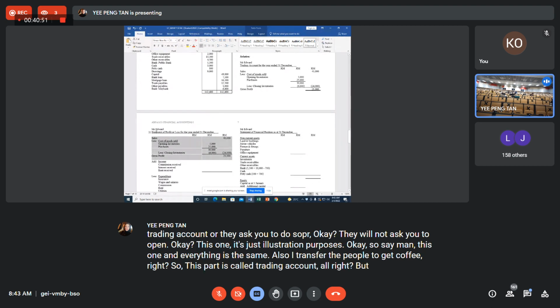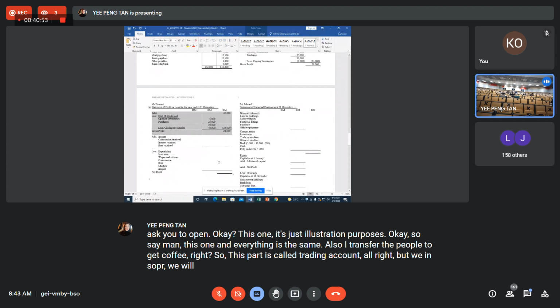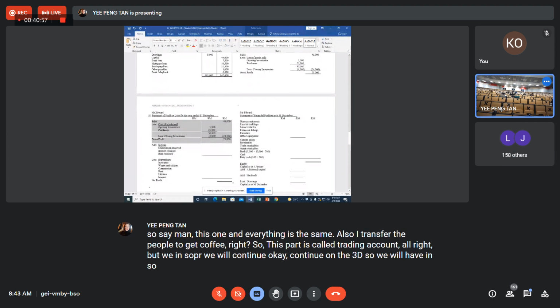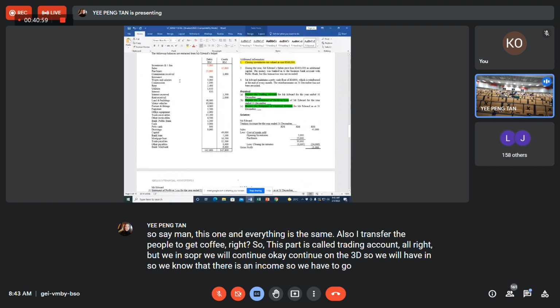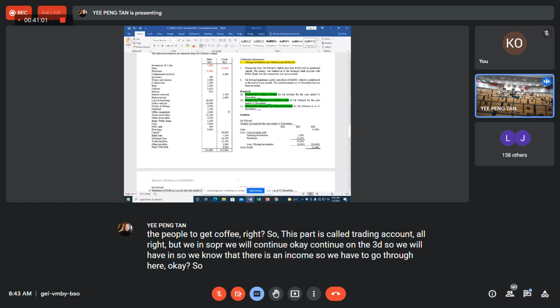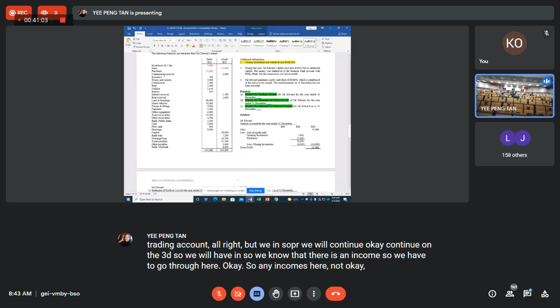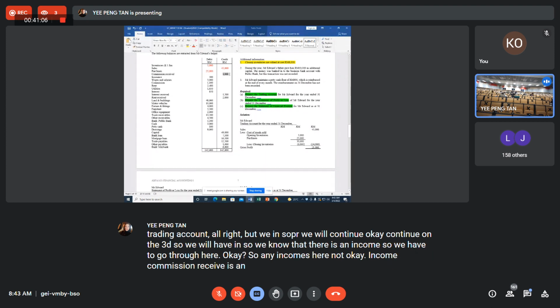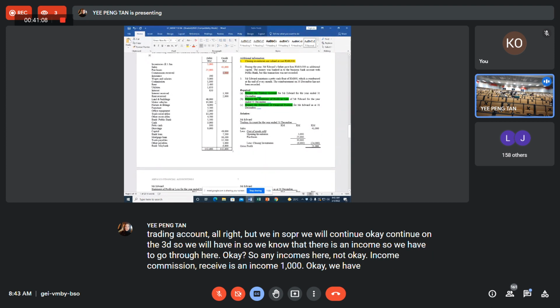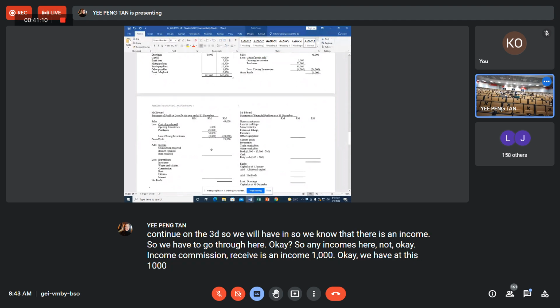But in the SOPL we will continue from the trading account. We know that there is an income, so we have to go through here. Are there any incomes here or not? Commission received is an income of 1,000. We have to add this 1,000 as other income.